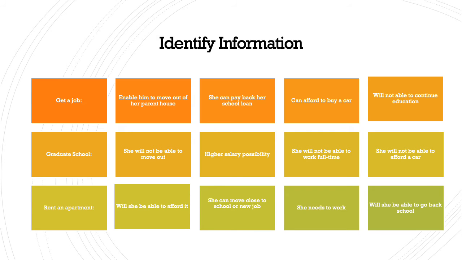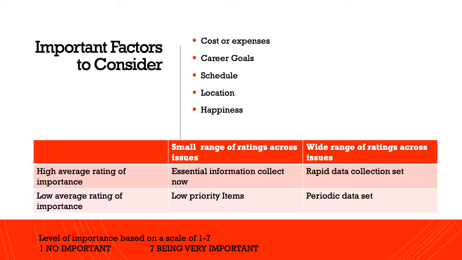If she decided to rent an apartment, will she be able to afford it? She can move closer to her school or a new job. She needs to work if she decides to rent an apartment, but she will not be able to go back to school. Cost or expenses, career goals, schedule, location, and happiness are the important factors to consider.